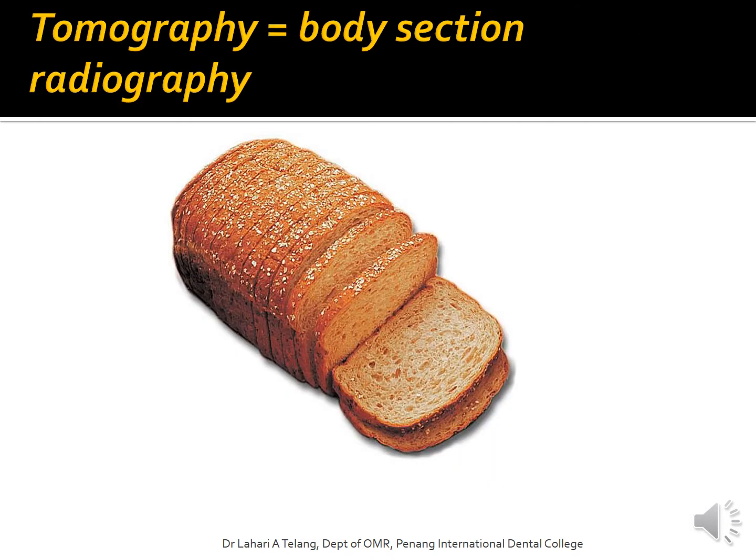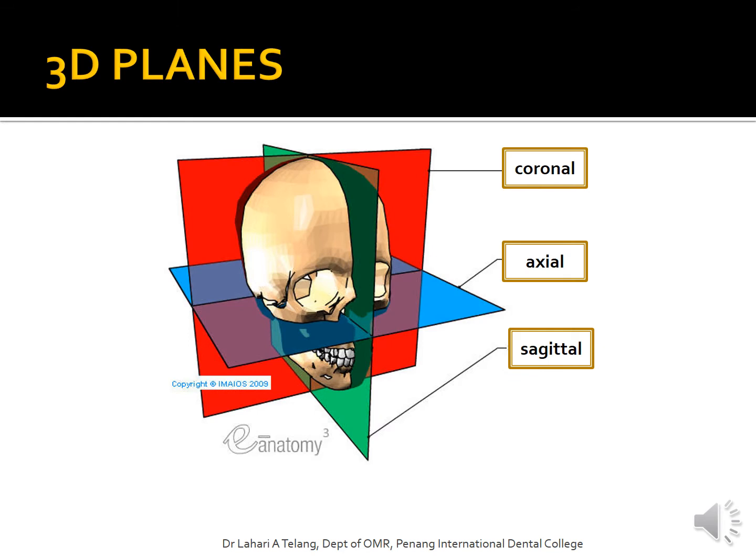Moving on, tomography as such, just to give you a reminder, is actually body section radiography. It allows you to see within a section of the body. For example, you have this huge loaf of bread here, and if you were to slice this loaf of bread into individual slices and look at each and every slice and the details present in it, that exactly is what is meant by tomography. So again, a reminder of all the three planes. The commonly used terminology is the coronal, axial, and sagittal planes.